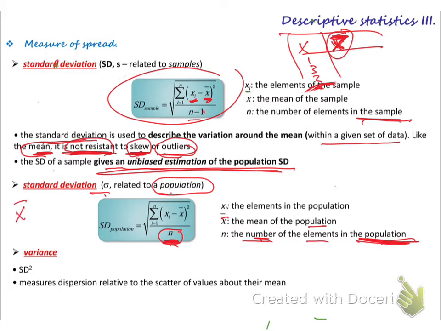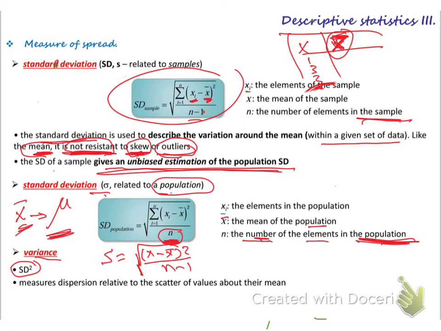X bar, in this case, they are calling it mu. Mu means also the mean, but in the case of the population. So coming to the variance, it equals the standard deviation squared. So standard deviation is s equals the square root of the sum of x minus x bar squared divided by n minus 1. Okay, this is the standard deviation.